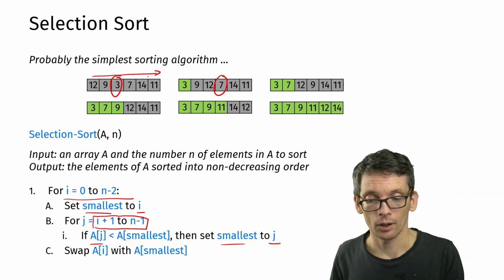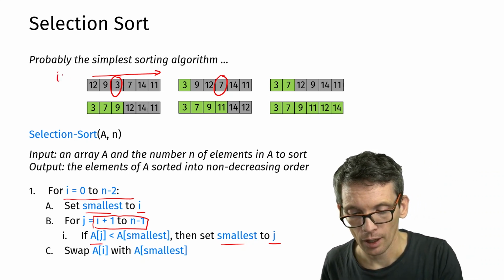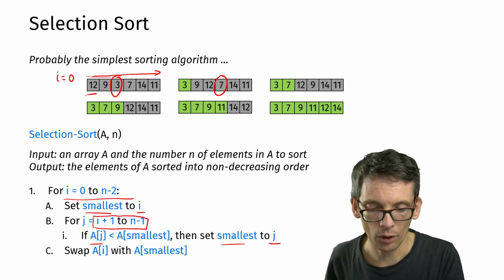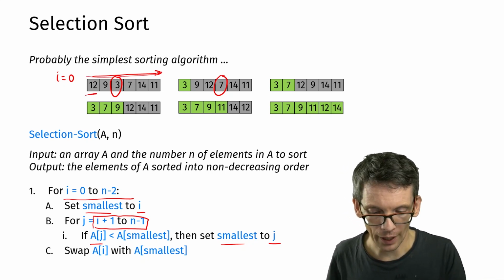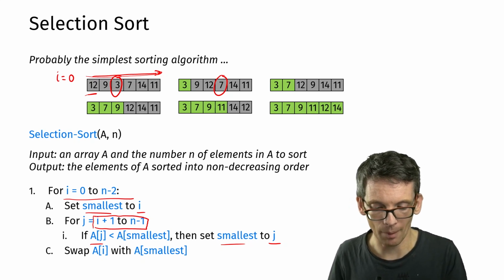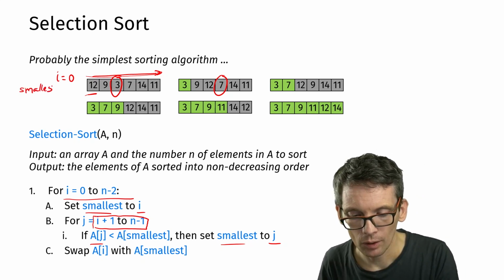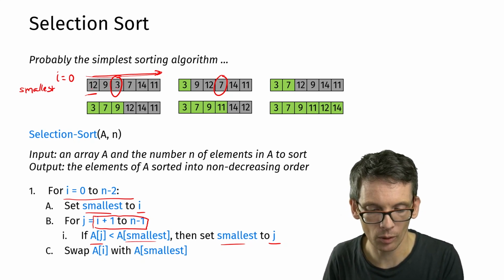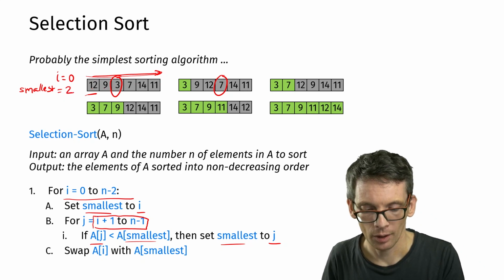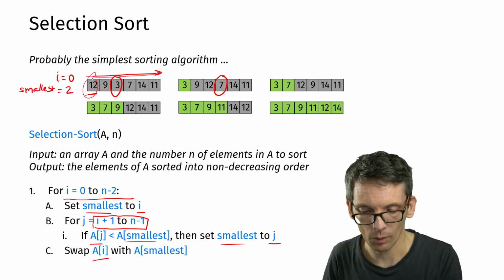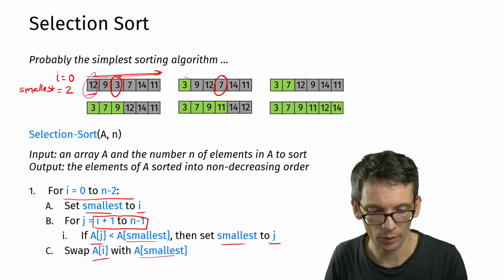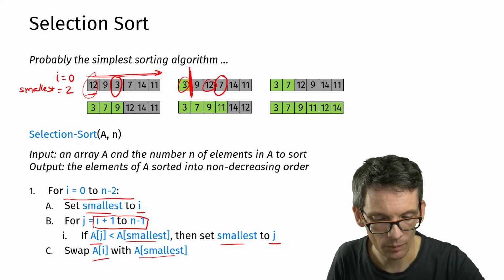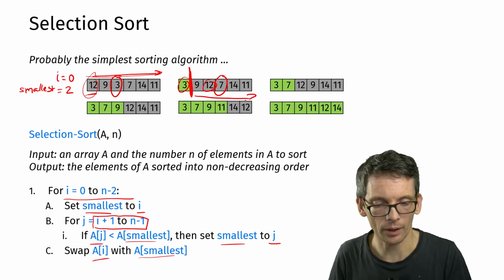So initially I would set i to 0, so it points at the 12. I go through the array finding the smallest number and setting smallest to the index of that number. That would be in this case 0, 1, 2. Then I swap a[0] with a[2], so the 3 goes here, the 12 goes there, and then I do the same on the remainder of the array.